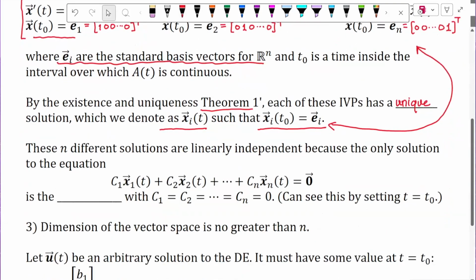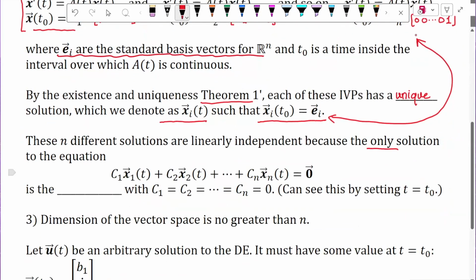Now we know that each one of these n solutions is linearly independent because the only way to combine them linearly and force them to be zero is to have the trivial solution. In other words, every coefficient must be equal to 0. So we have successfully shown that we can find at least n linearly independent solutions. The next thing we're going to show is that the dimension of the solution space can be no greater than n.